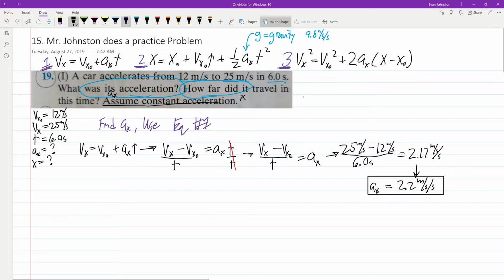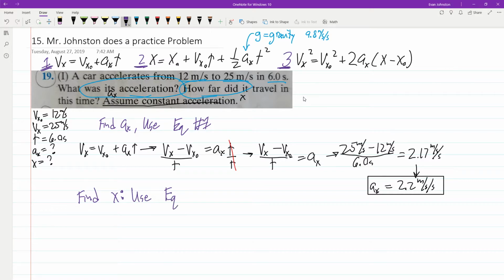All right, so now let's find x. Now, which equations do we want to use? Well, we want to find out how, or sorry, we're not finding t, we're finding x. I'm tripping, sorry here, folks. So finding x. But let's figure out which equation to use.